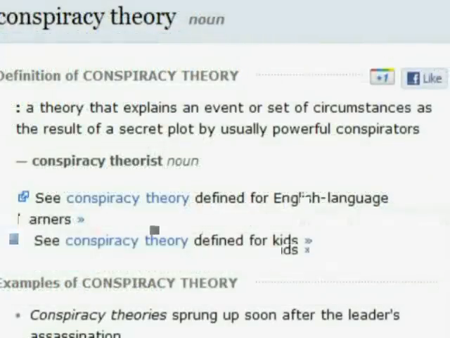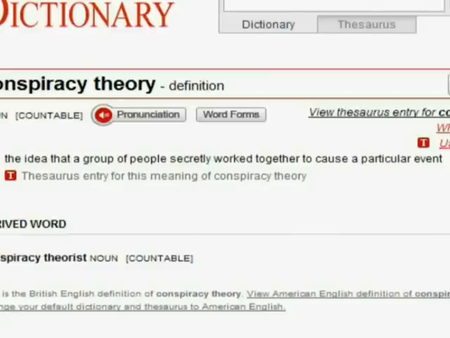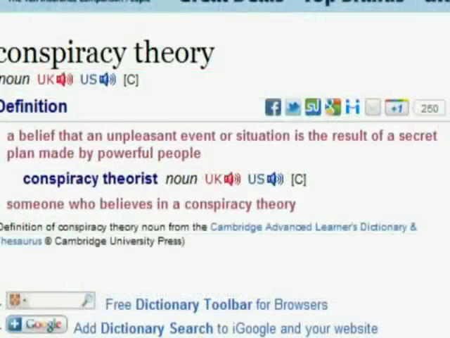The Merriam-Webster dictionary description is much shorter. A theory that explains an event or set of circumstances as the result of a secret plot by usually powerful conspirators. The description at Macmillan Dictionary is even shorter again. The idea that a group of people secretly work together to cause a particular event. And lastly we have the Cambridge Dictionary, a belief that an unpleasant event or situation is the result of a secret plan made by powerful people.